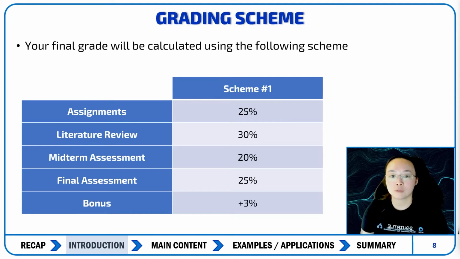There is a midterm and a final assessment. Midterm is worth 20%, cumulative. Final assessment is also cumulative and worth 25%. They are both essentially take-home exams. There will be a bonus worth 3% that will ask you to try and enhance or improve one of the models that I present throughout the course for one of these macromolecules.